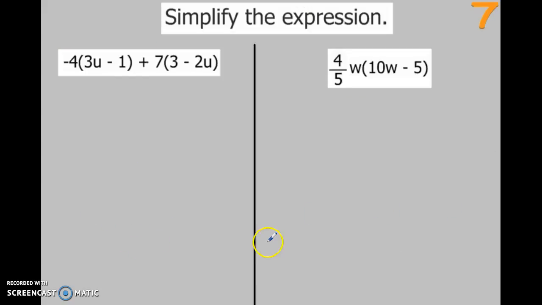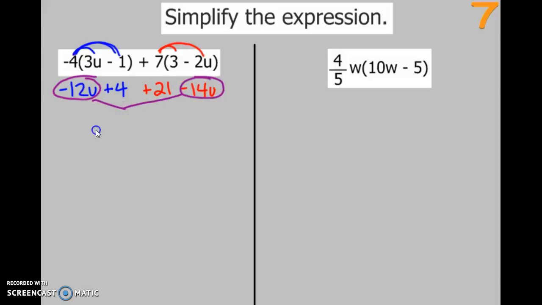Last two like this. Again, distribute both sets of parentheses. Negative 4 times 3 is negative 12u. Negative 4 times negative 1 makes a positive 4. Same thing over here. 7 times 3 is a positive 21. And 7 times negative 2u is negative 14u. So combining our like terms, negative 12u, negative 14u, they're all negatives. So add them up, that's really a negative 26u. And then 4 plus 21 is 25.